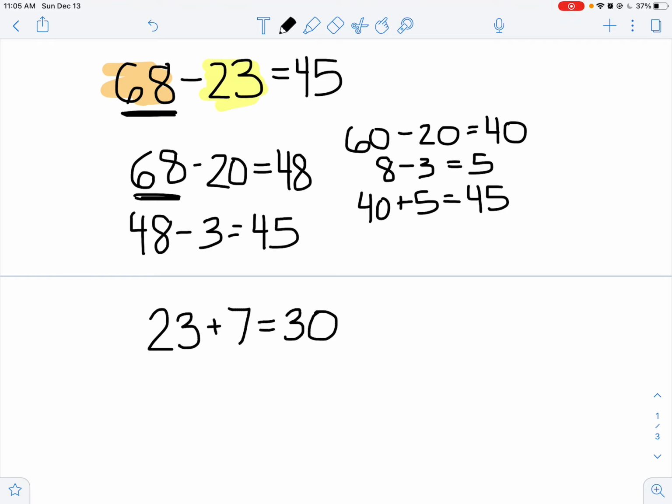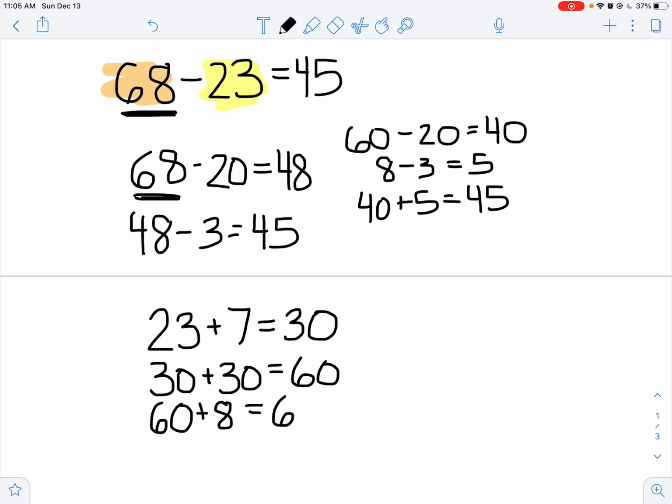Now remember, I'm trying to get to 68, so I'm at 30, and I'm going to add another 30. That's going to get me to 60. And then if I'm at 60, I know I just need to add 8 to get to 68. Now, where is my answer in this one? That's a little tricky, because my answer isn't 68. That doesn't make sense. 68 minus 23 does not equal 68.